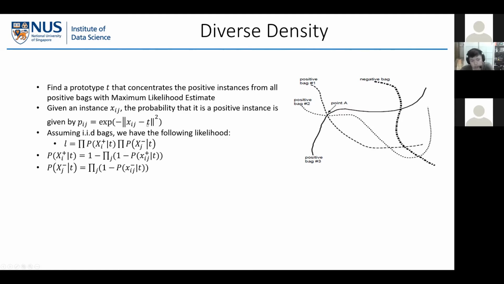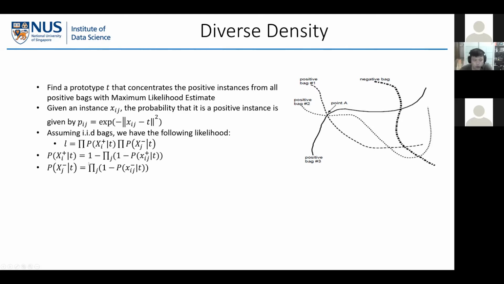The interesting thing about this method is that T is something that we learn. So we try to learn T from our data. T is something that we learn, and xij is something that we observe. And if we assume that each bag is identically distributed, and if we assume each instance is also identically distributed, then we can come up with this likelihood function, in which the likelihood of our data is just the product of the likelihood of all the positive bags and the likelihood of all the negative bags.